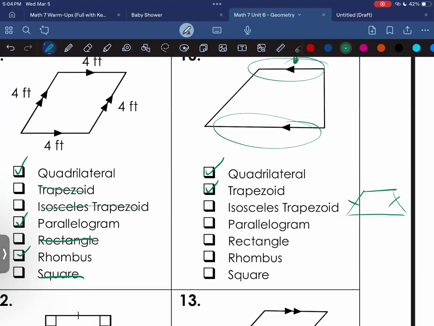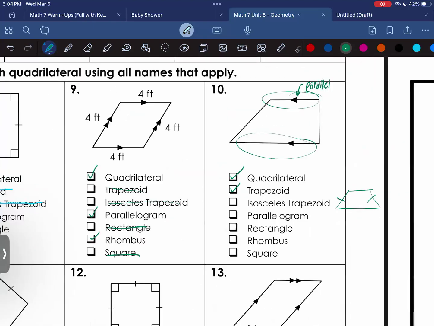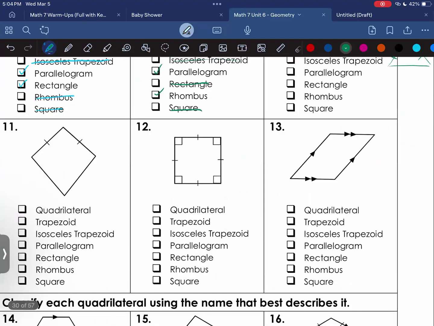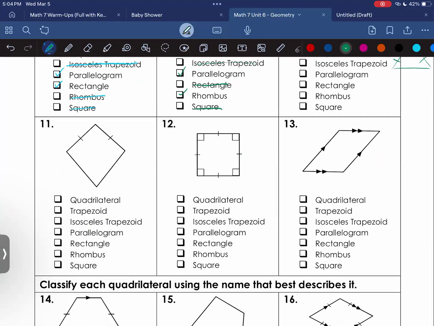All right, if you haven't tried 11, 12, and 13 on your own, go ahead and give those a shot real quick. So pause the video here and try those.